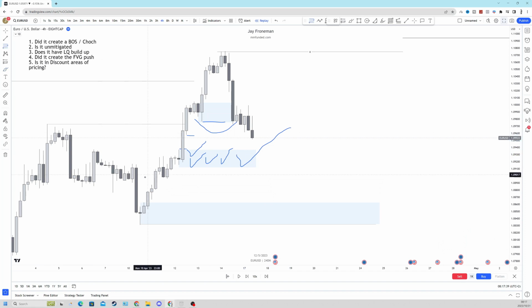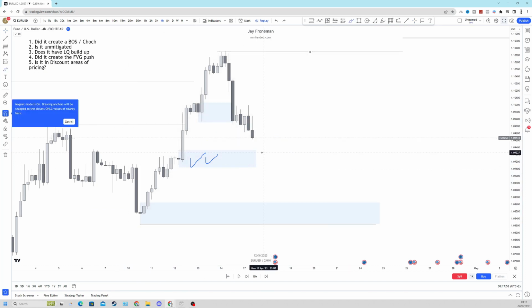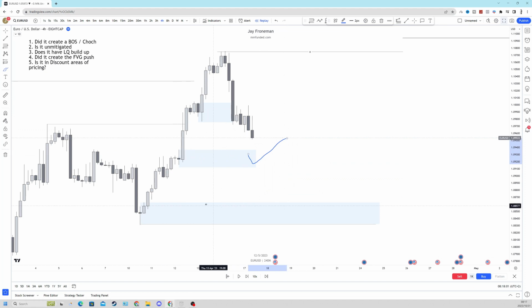And ultimately, as an extra confluence, is it in discounted areas of pricing? Well, if we mark out the low to the high of the entire 4-hour swing range, we have premium, equilibrium, and discount. And yes, it's sitting in discount. So there is good probability that this zone can indeed hold. And over here as well, this zone also has created the break of structure, inefficient push, is unmitigated, created the break of structure, and is also in discounted areas of pricing. So we, in this example, have 2 valid institutional levels. So what would you do in this scenario?